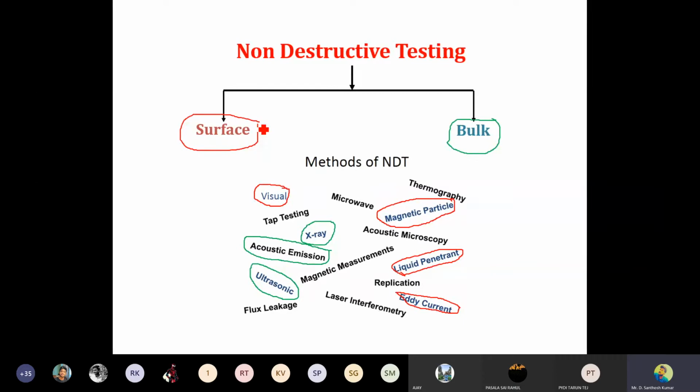So here we majorly talk about how the NDT classifications will be there, depending upon the location of the flaws as well as defects. So we will move on to one of the important and sophisticated methods, that is the visual inspection method. So today our lecture is somewhat focusing on the visual inspection method.